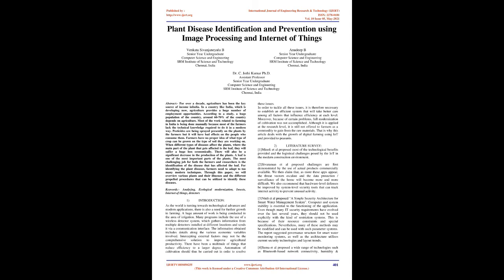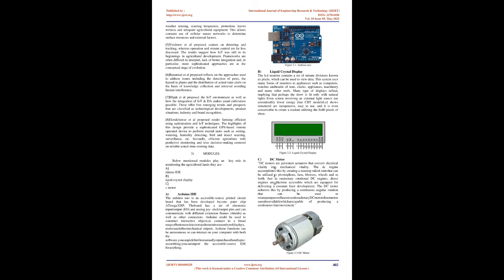In order to tackle all these issues, it is therefore necessary to establish an efficient system that will take better care among all factors that influence efficiency at each level. Moreover, because of certain problems, full modernization of cultivation was not accomplished. Although it is applied at the research level, it is still not offered to farmers as a commodity to gain from the raw materials. That is why this article deals with the growth of digital farming using IoT and provided to peasants. 2. Literature survey.